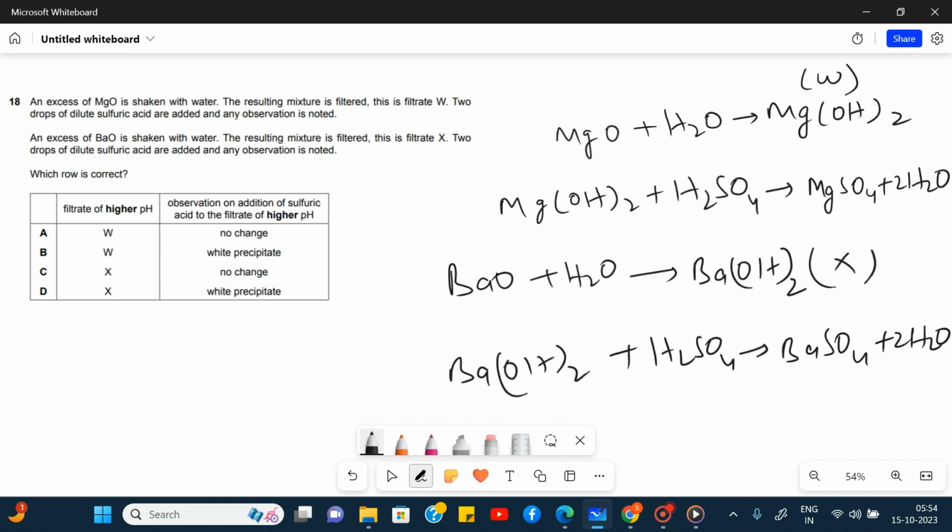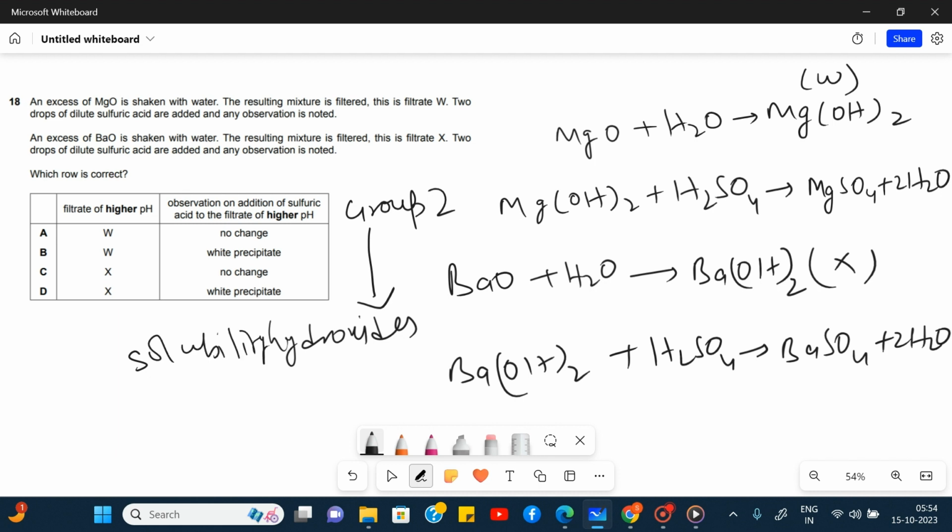We know that down the group 2, I'm talking about group 2 elements, down the group the solubility of hydroxides increases. That means barium hydroxide will be more soluble. If it is more soluble, that means it will dissociate more OH minus ions, hence the pH will be higher. So pH for X will be higher. So either option C or D can be correct.